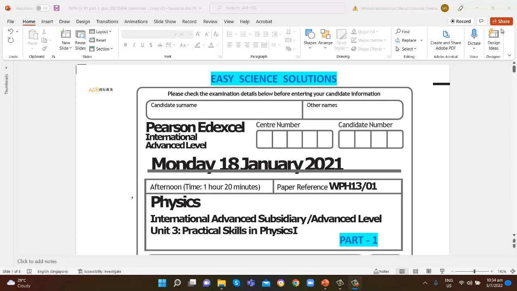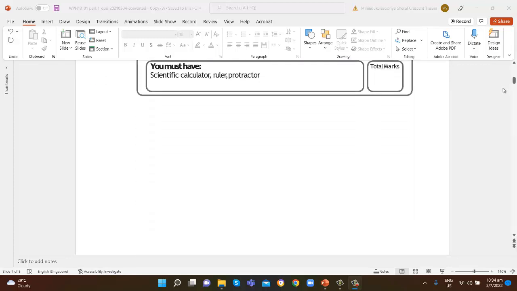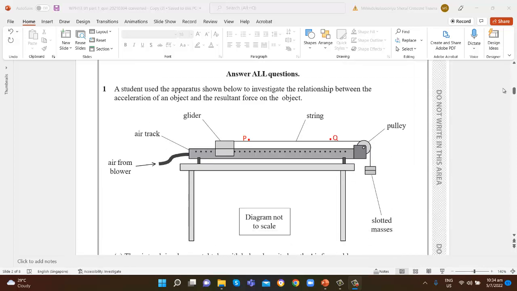IAL Edexcel Physics WPH13, January 2021, Part 1 of Unit 3. Okay, shall we start with the first question? Let's begin.